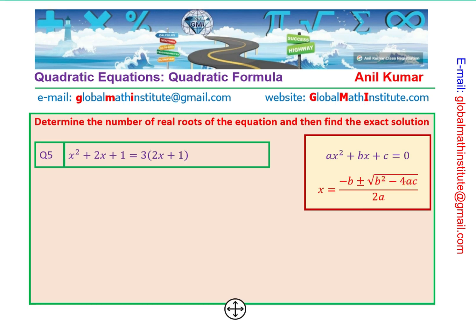Now let's have the last question for you, which is x squared plus 2x plus 1 equals 3 times 2x plus 1. I hope you are enjoying this journey of learning. You may feel free to write your comment, share your views, and also, in case you want to learn from me, send an email. Great.